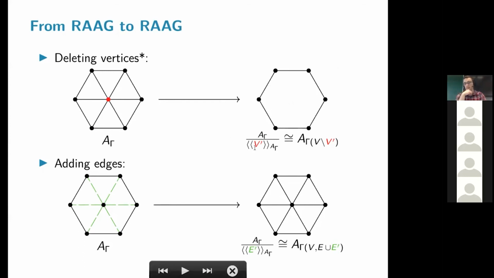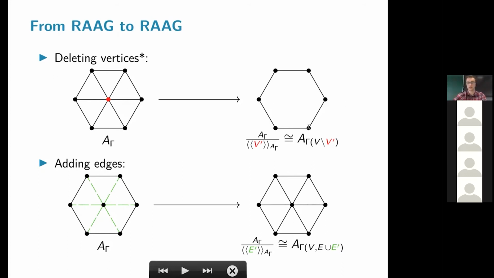And the kernel of this homomorphism will be, in fact, the normal subgroup generated by the vertices you delete. And in this way, you get a natural way of moving from one graph, or one right-angled Artin group, to another one by taking quotients. Another way is just by adding edges, and the same thing applies. If you take the natural homomorphism, the inclusion, as you could say, from this graph into this one, on the level of right-angled Artin groups, you get the corresponding quotient structure.